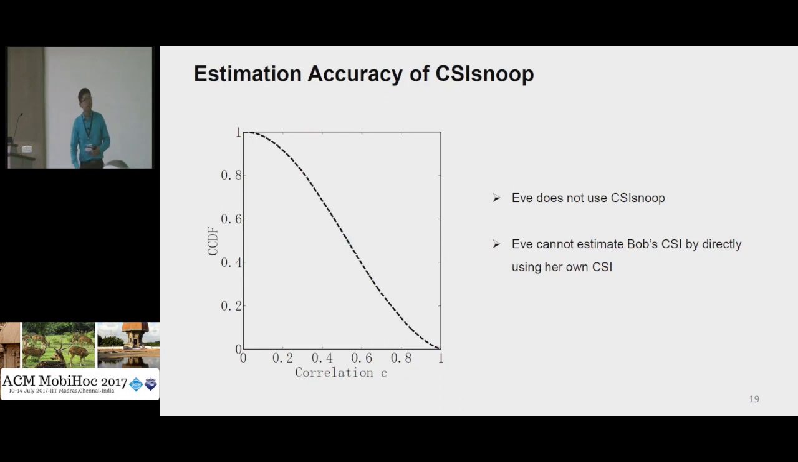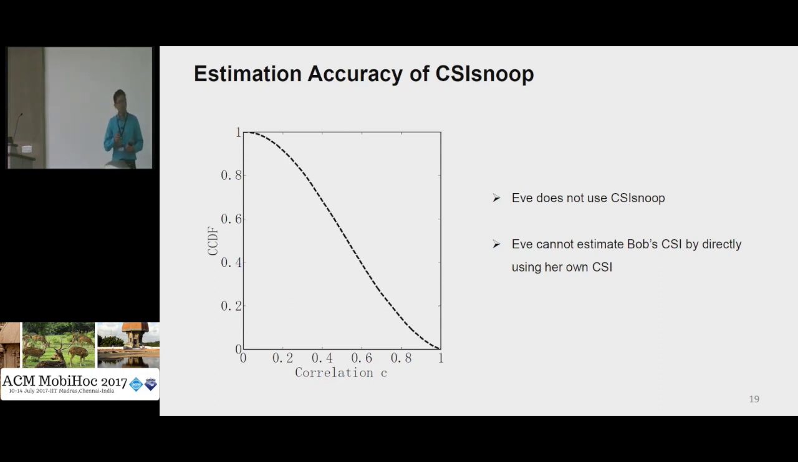In this figure, we first assume that Eve does not employ the CSIsnoop framework, but simply uses her own CSI to try to estimate the CSI of different client Bobs. It can be seen from this figure that the estimation accuracy is very poor in this case. The average value is only about 0.5. This is expected because when Eve and Bob are over half a wavelength away from each other, the CSI to the access point Alice becomes uncorrelated. That's why the estimation accuracy is so bad.